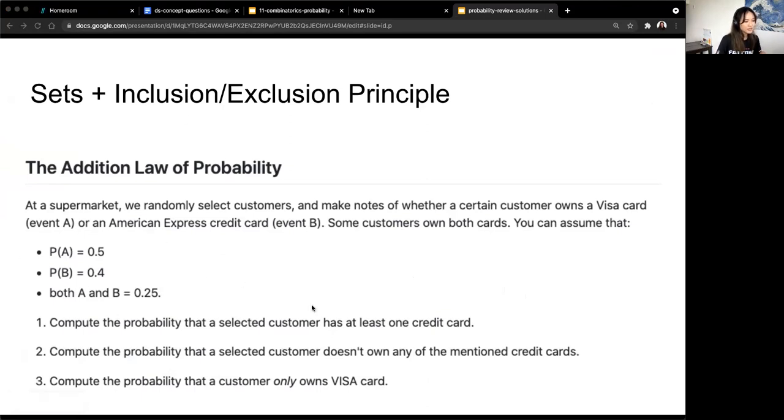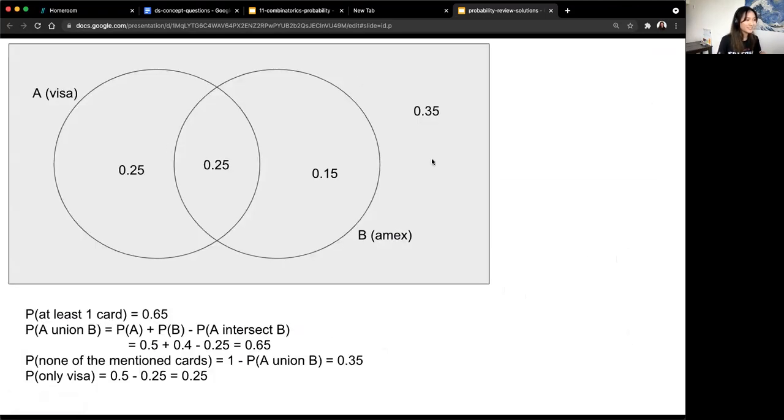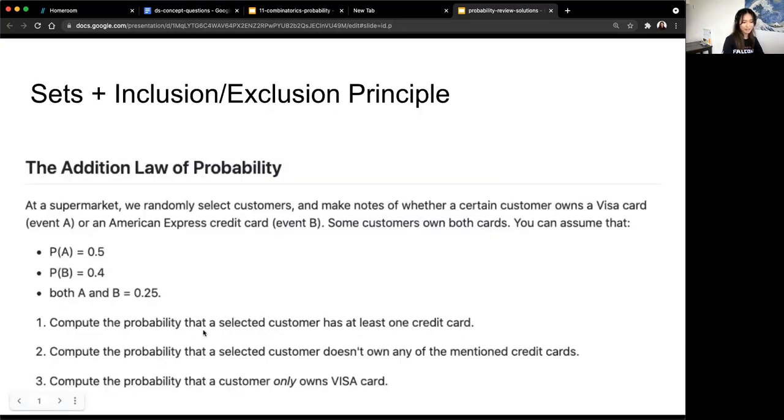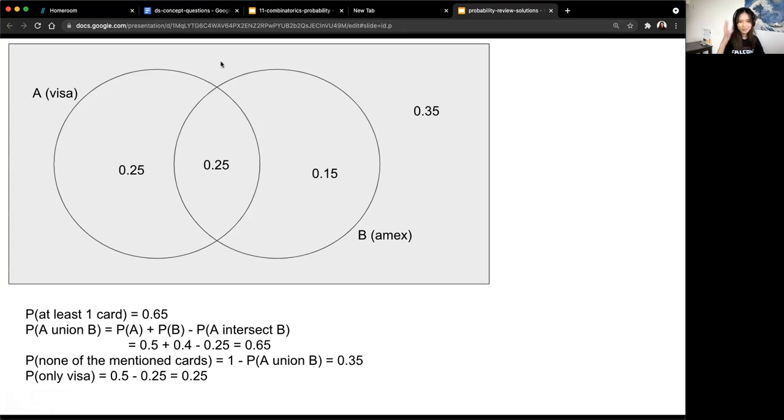Knowing these numbers, what I like to do first is set up the Venn diagram. In the video, you'll see my thought process of setting this up. Basically, let's just start with the middle being 0.25, because the probability of both A and B is 0.25. That's in the middle. Then with a little bit of subtraction, you'll figure out that just A is 0.25, just B is 0.15, and then the complement of all of it is 0.35.